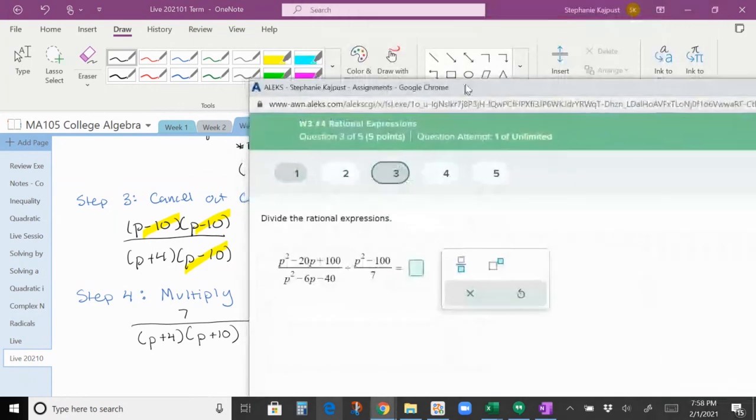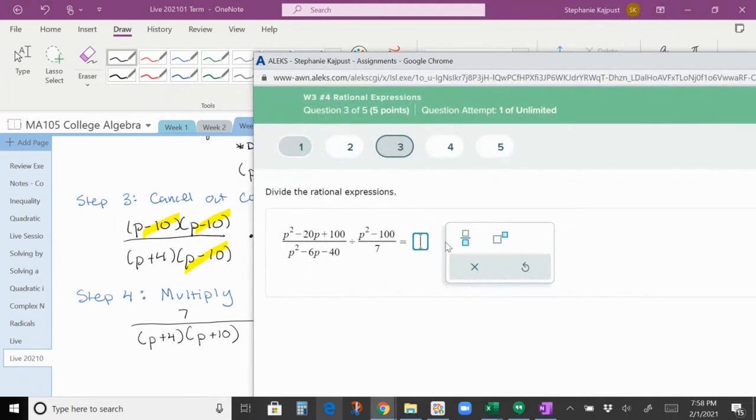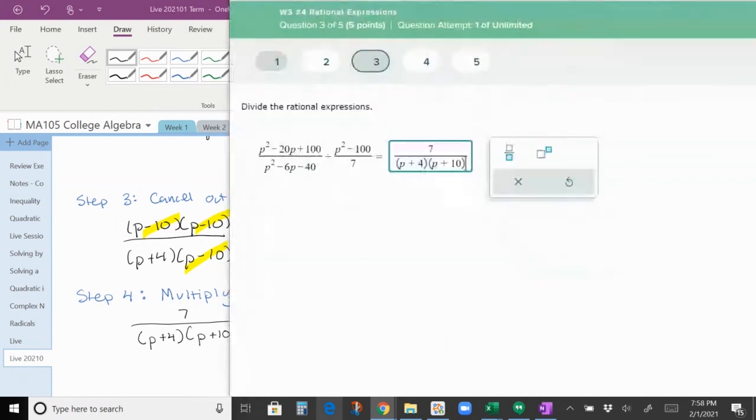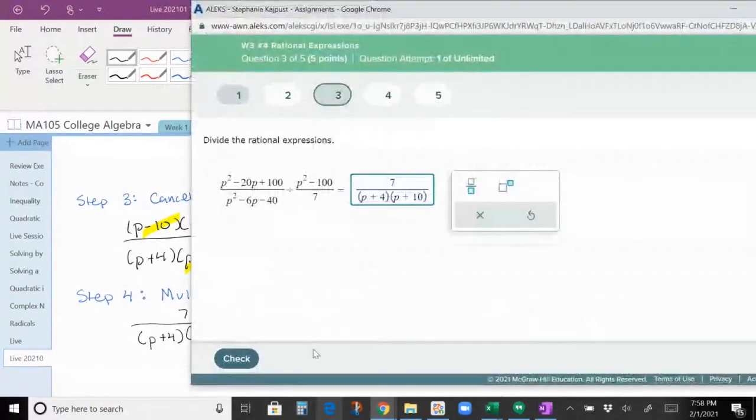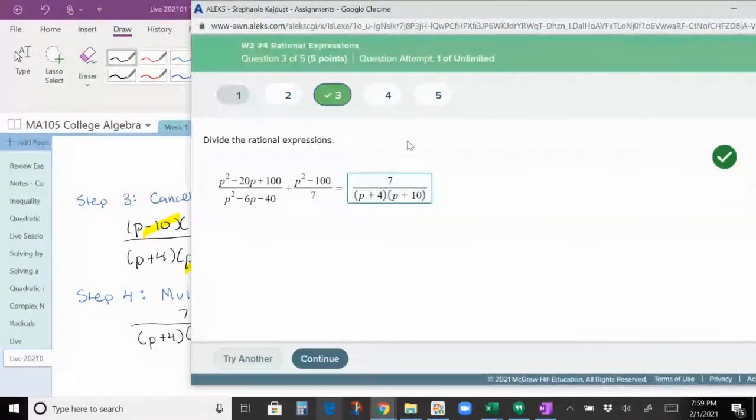Now, I'm actually not sure if Alex will accept that, so we will find out. So let's make sure, let me put it in. Let's check. Yes. So Alex doesn't force you to then multiply out that denominator, so you can leave it like that. Saves you some extra steps there.